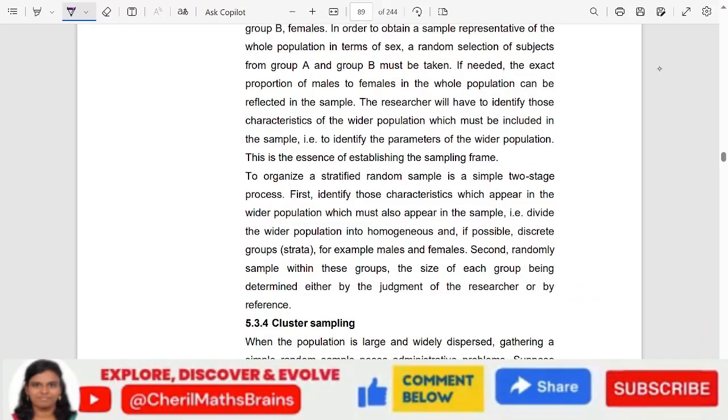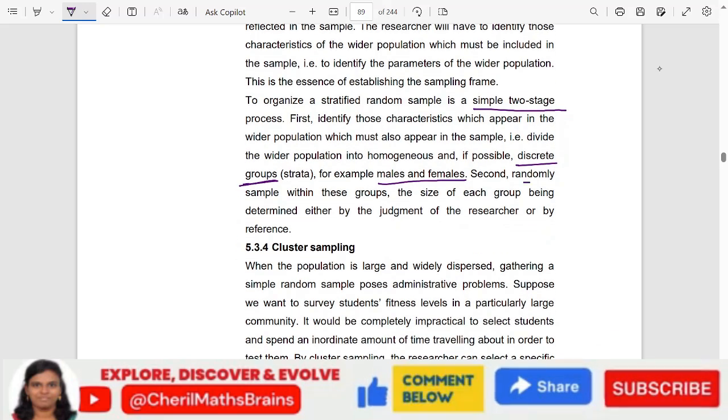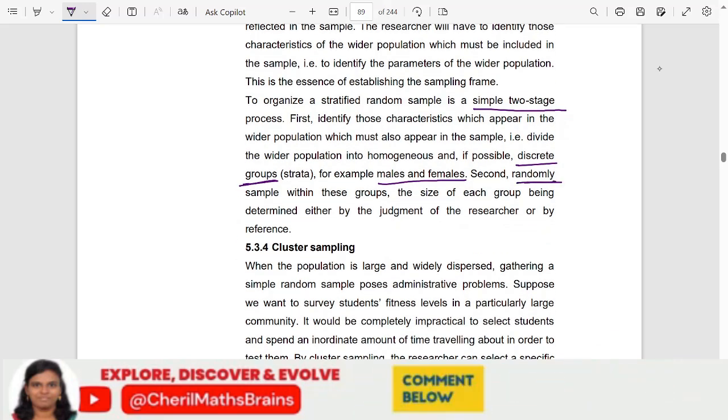So you call this a simple two-stage process. Okay, first you are dividing it and then it is going to be random. Okay, so it is going to be discrete groups, as they say. For example, males and females. Second, line up on a random sampling. Okay, these are the 2 stages.